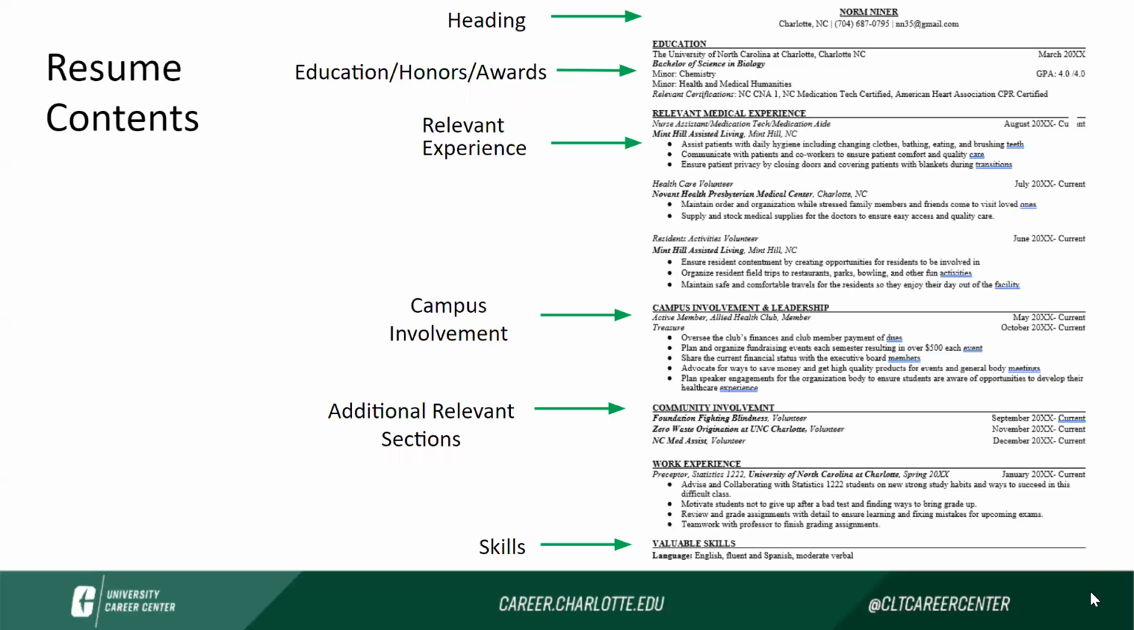These are the basic resume components that we're going to discuss. You have your heading at the top, you have your education section and possibly honors and awards, relevant experience, campus involvement, additional sections like community involvement and other work experience, and then skills. Keep in mind that everyone's resume is going to look a little bit different. Some of these sections may not necessarily make sense for you and they may make sense for others. So just keep that in mind as you're building your resume.